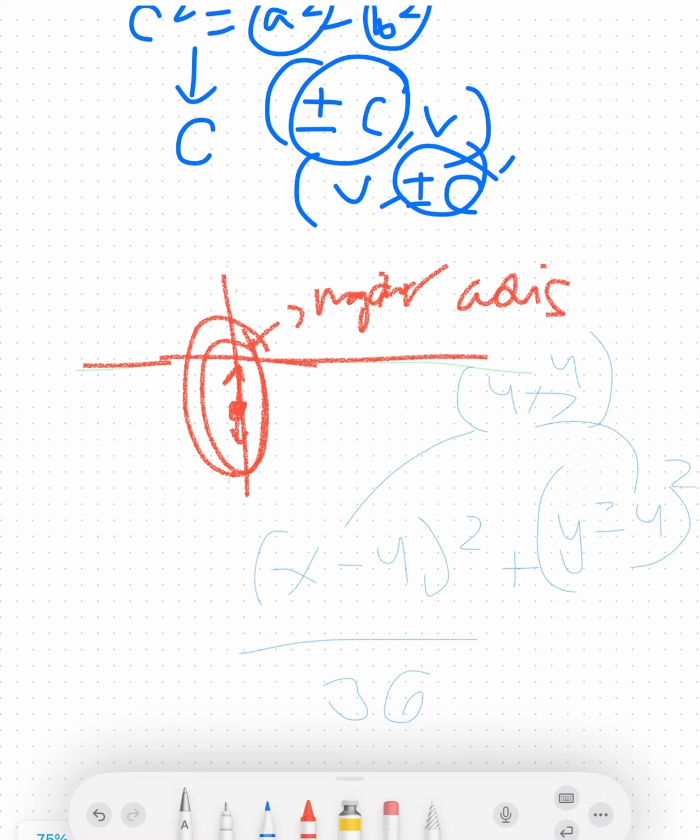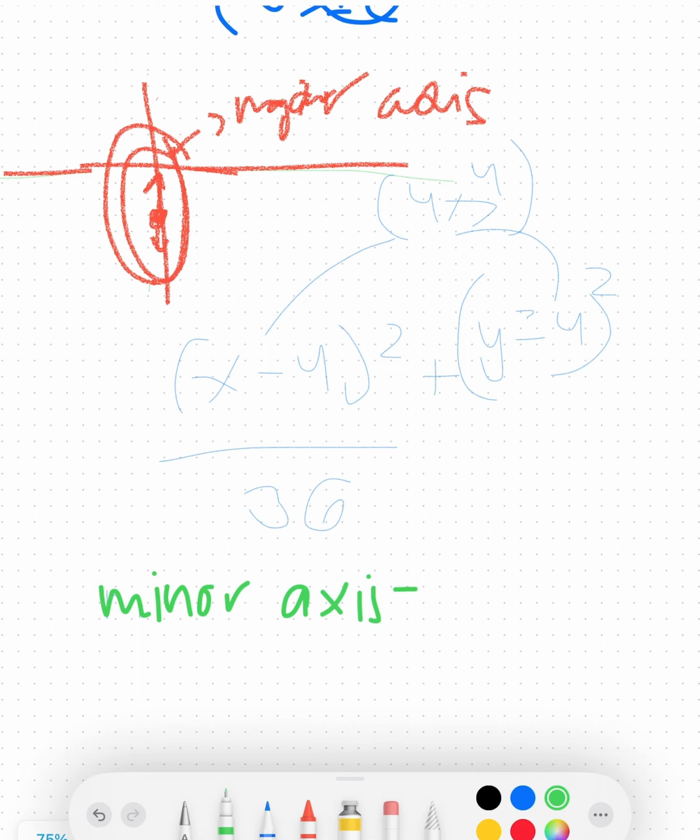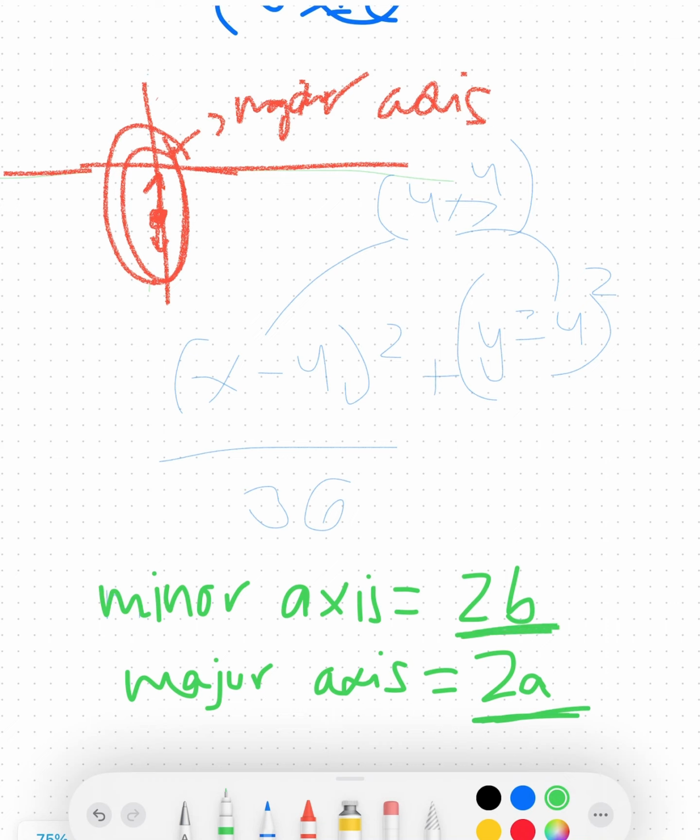And lastly, let's look at how to determine the length of the major and minor axis. So the minor axis, okay, we get these numbers from the denominator, and then the major axis will be the larger number times 2, and then the minor axis will be the smaller number times 2. So yeah, those are the basics.